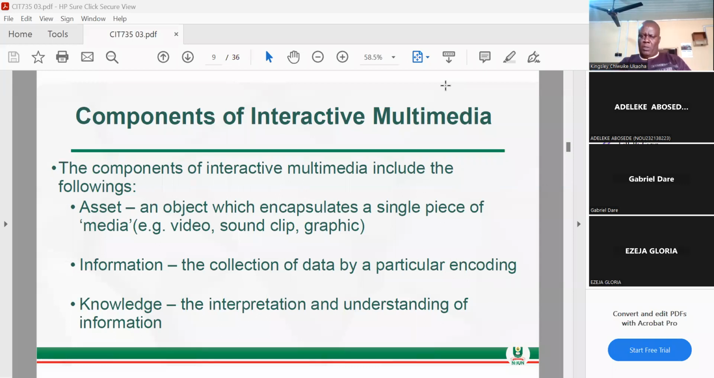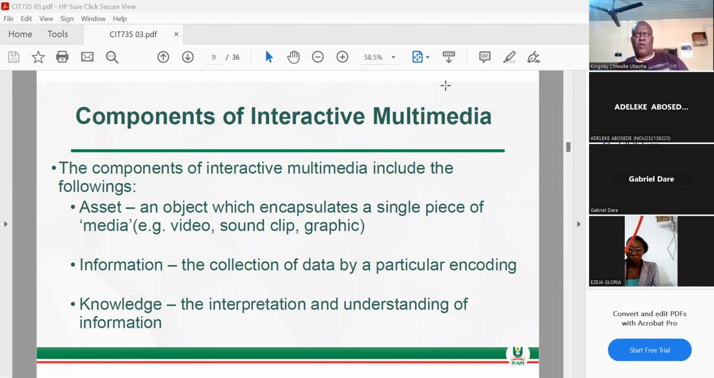The first one is video. It talks about the video aspect of multimedia. The second one is sound clip, which you do the sound recording, everything is there. The third one is graphic. The other one can be a document.